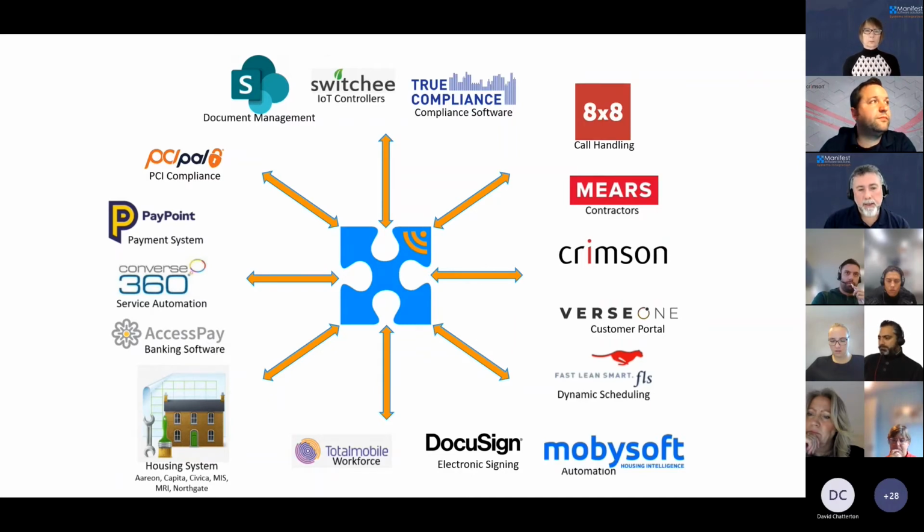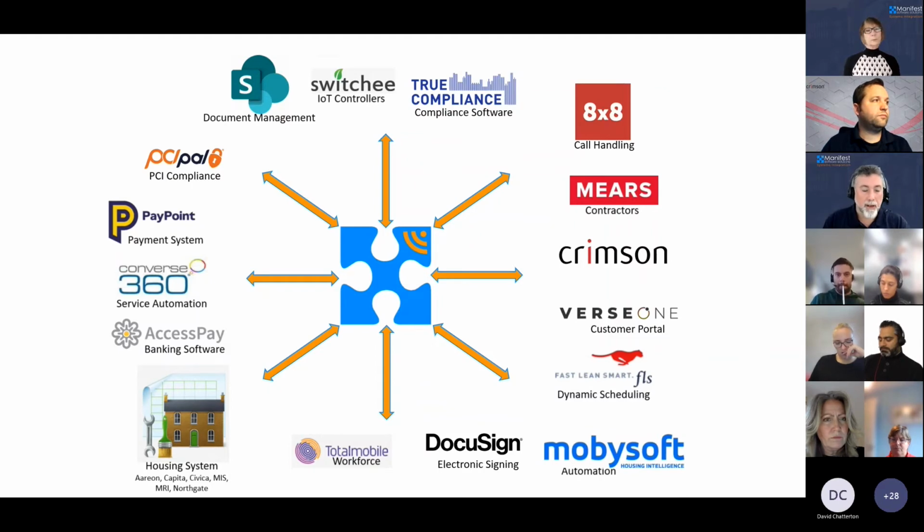Bizarrely, and we do this occasionally, if you change your housing management system, it doesn't change your Crimson applications. Crimson would still talk to us, and we would then repoint at your new housing management system. It might even be that during a transition phase you've got two housing management systems, running rents on one and repairs on another. It doesn't matter to us. We present the data back to Crimson in the same format. So we're acting as a gateway so that Crimson can get whatever data it needs from whatever systems you need.